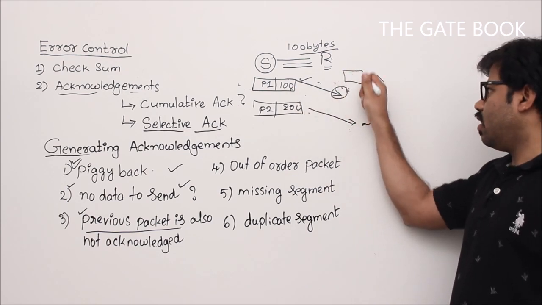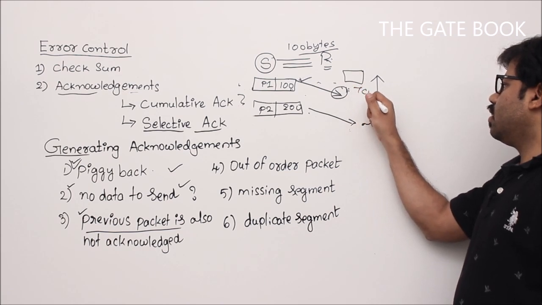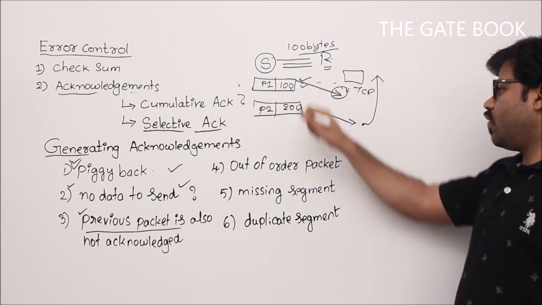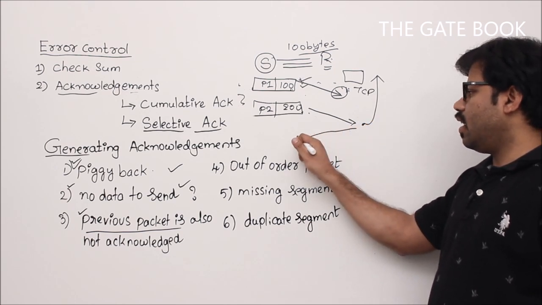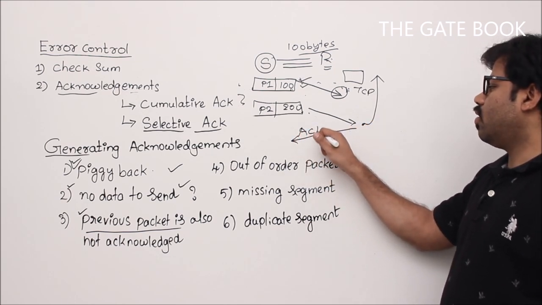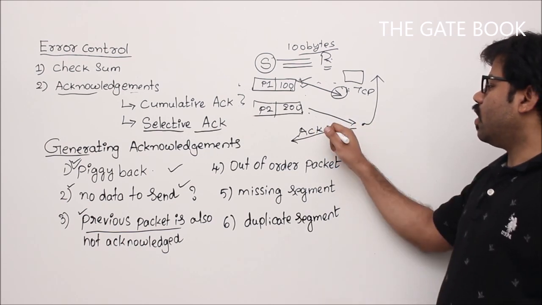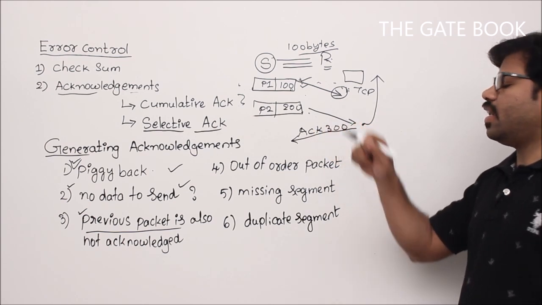What about the previous packet, is it acknowledged? We remember that, okay? So TCP will check. We did not acknowledge the previous one. Now if you don't acknowledge this one, that's a dangerous thing. Then immediately it will send acknowledgement, okay? So ACK, what is that? 300. We are expecting the 300th byte.